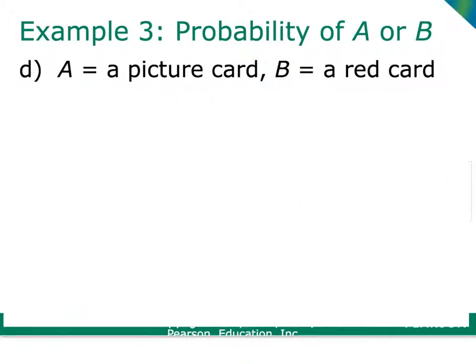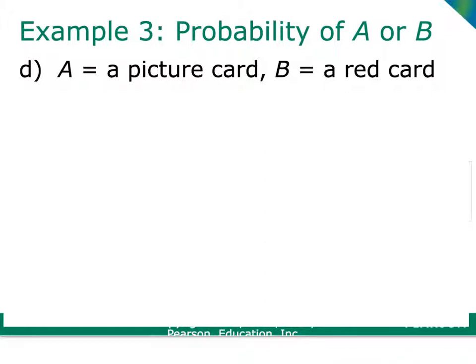Last question. The probability event A is a picture card. The probability event B is a red card. These are not mutually exclusive because you could have a queen of hearts, a queen of diamonds, a jack of hearts, a jack of diamonds, a king of hearts, a king of diamonds. So you are going to have to use your special formula.